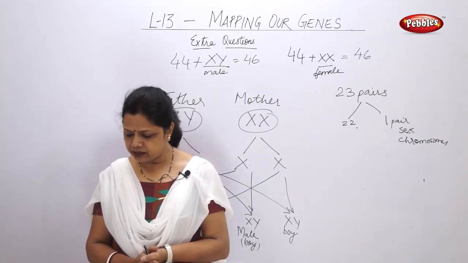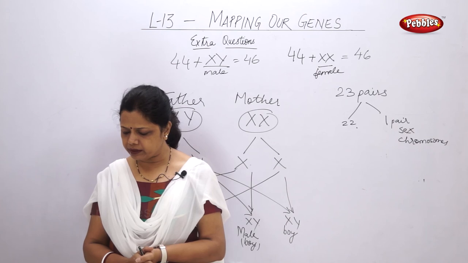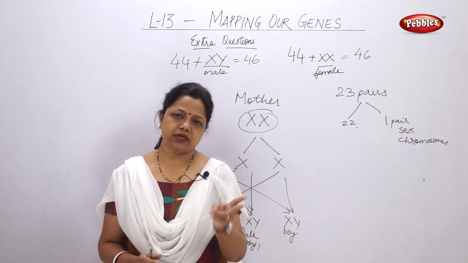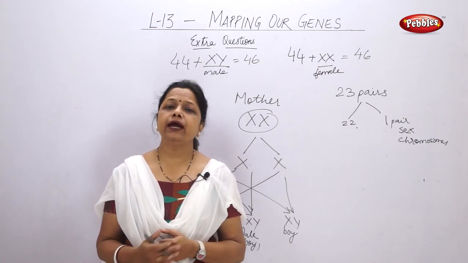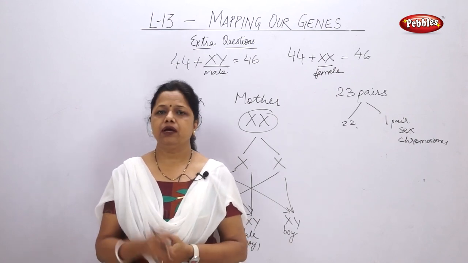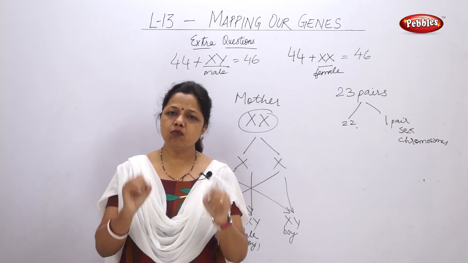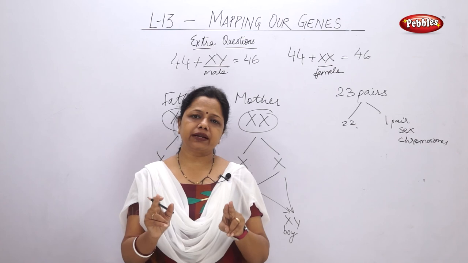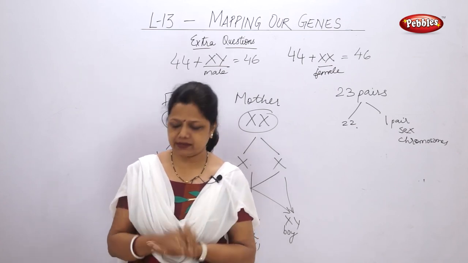Next one, dash individuals contain both dominant and recessive genes. Which individual will have both types of genes, capital and small? It will be the heterozygous individual. Hetero means different, homo means same. So when I say heterozygous, I am talking of two different characters, one dominant, one recessive.